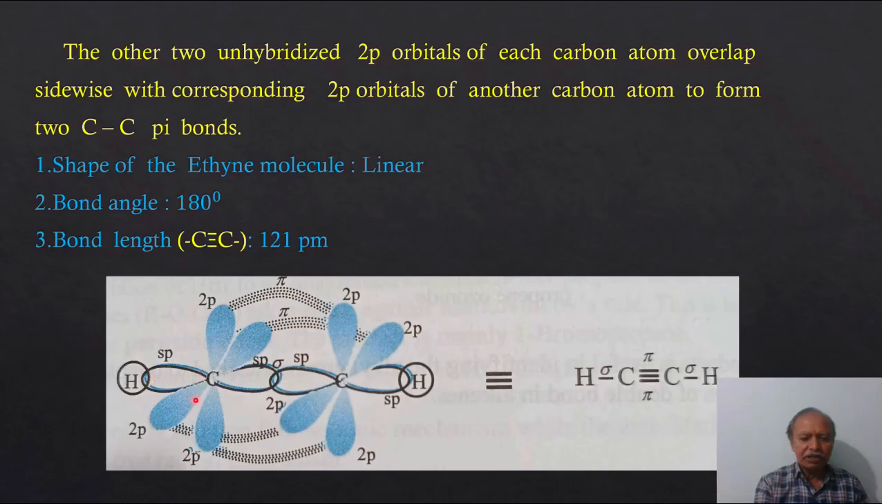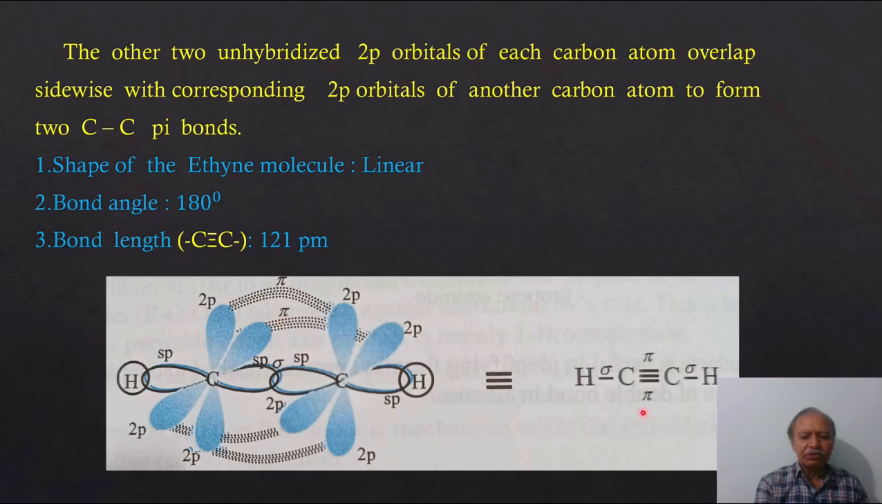to hydrogen sigma bond. Now these are the two unhybridized 2p orbitals of this carbon atom, and these are the two unhybridized 2p orbitals of this carbon atom. They overlap sidewise and symmetrically. Now this overlaps with this sidewise to form one carbon to carbon pi bond. Similarly, this overlaps sidewise with the 2p orbital of this carbon atom and forms another pi bond. So in this way, these pi bonds are formed.